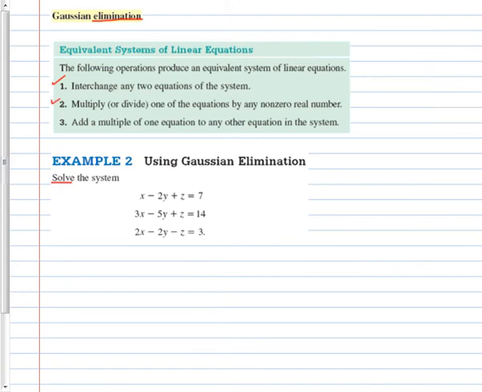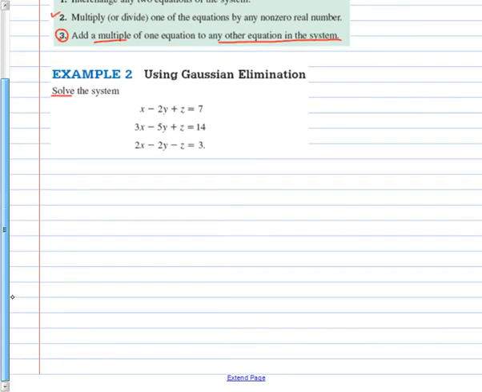We can multiply one of the equations by any non-zero real number. It says or divide. So just like we learned in math earlier, I can multiply both sides of an equation by a number. It's still true. And this thing is really the elimination step. Add a multiple of one equation to any other equation in the system and replace it with the answer. That's eliminating, where I've multiplied it by a number, then I add them together and I get a new answer. That's the elimination stuff.